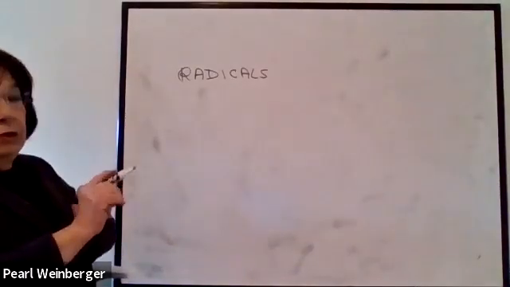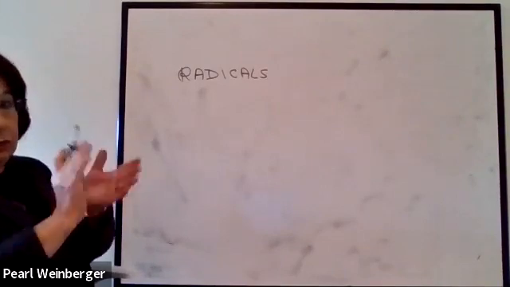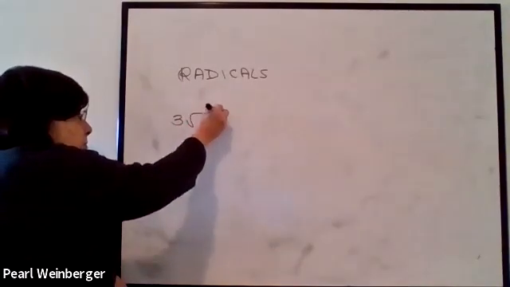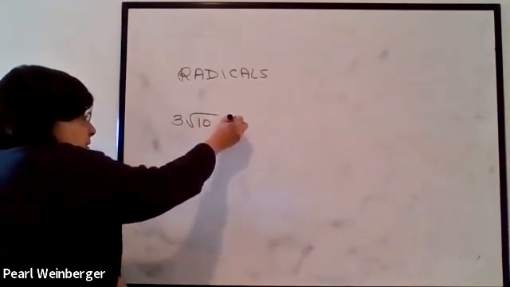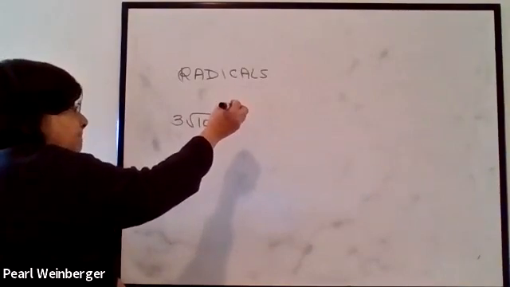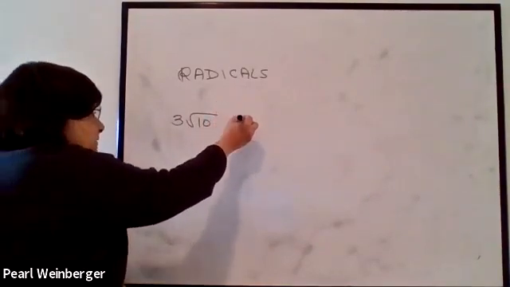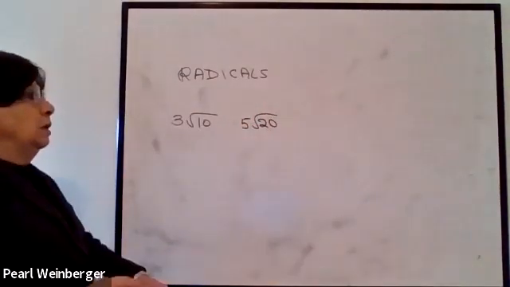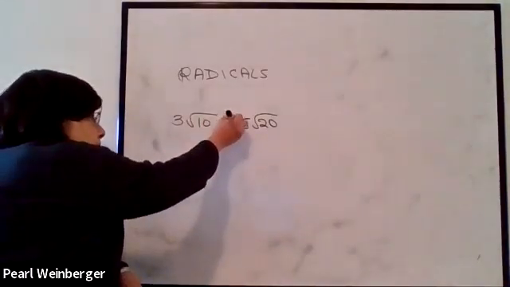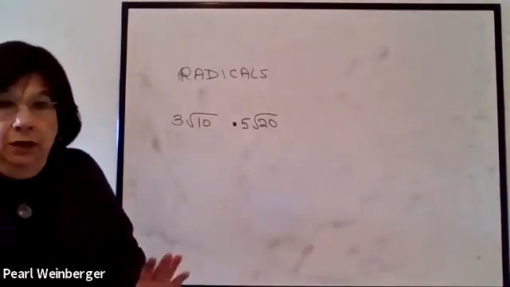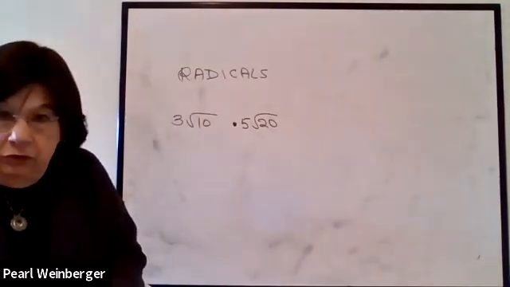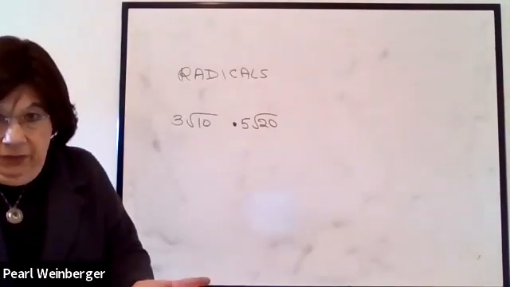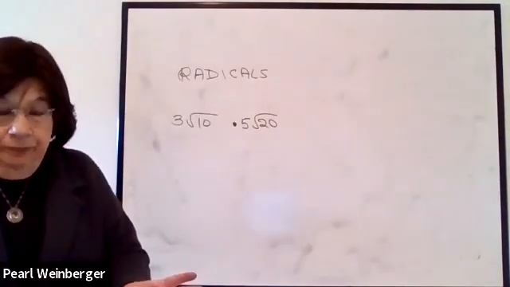Well, what happens if we're multiplying radicals? So I'm first going to start just with what we call monomials. Let's say I have something like 3 radical 10 times 5 radical 20. What's the rule for multiplication of radicals? Well, number one, you can only multiply a square root with a square root. You can't multiply a square root with a cube root. In other words, the indices have to be the same.